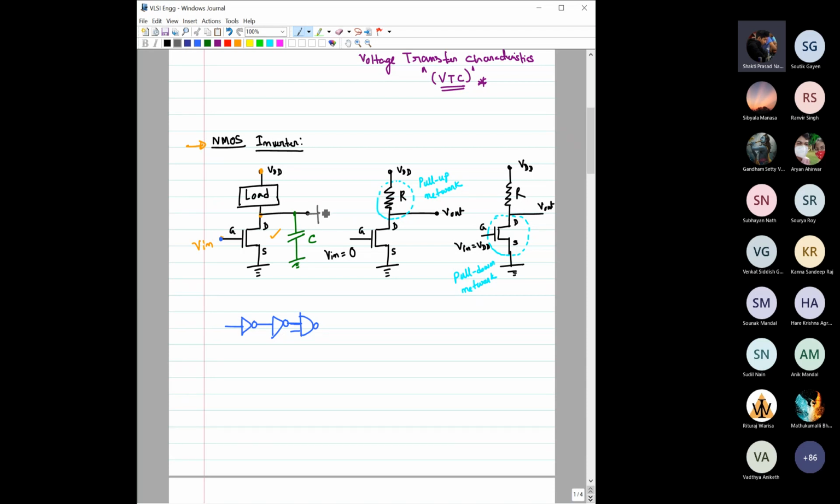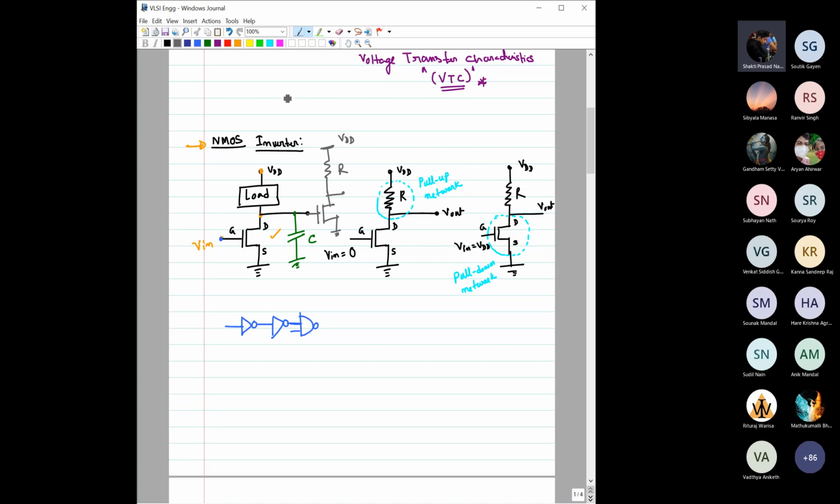See, we have another inverter connected here. This is VDD. This is R, right? And here we have this output. So definitely you can see why this capacitance is coming. This is not a capacitance that we have connected intentionally, but it is the capacitance of this next gate, that is coming due to the next gate, right?